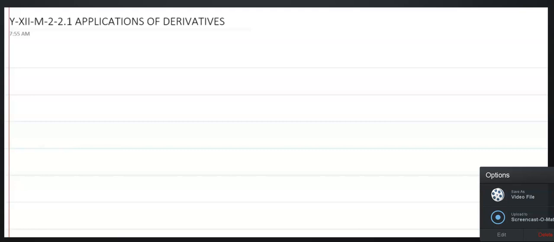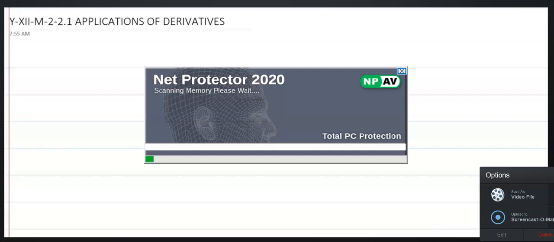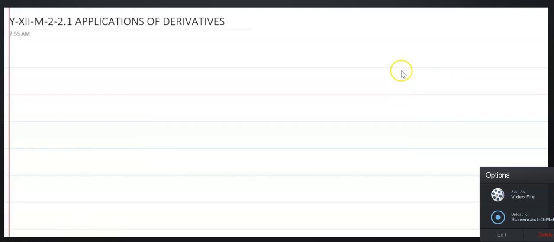Some of the students are doing their regular studies. Their comments I read, and with the help of that I am starting today the application of derivatives. Very interesting topics. Now let us start application of the derivative.